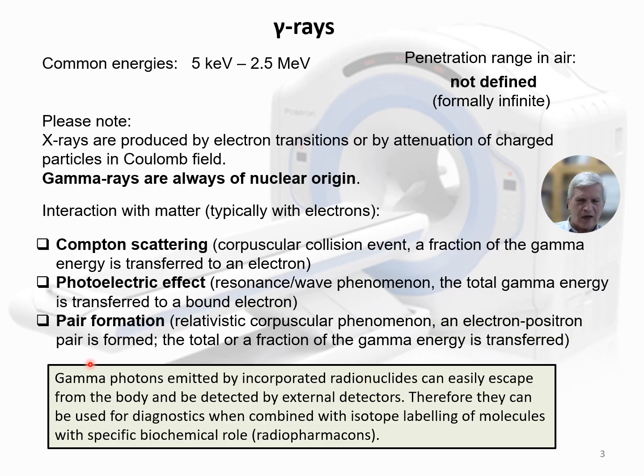The point for us is that the gamma photons emitted by incorporated radionuclides can easily escape from the body and be detected by external detectors. Therefore, they can be used for diagnostics when combined with isotope labeling of molecules with a specific biochemical role. These are called radiopharmacons. We will see later how it works. Thank you very much for your attention.